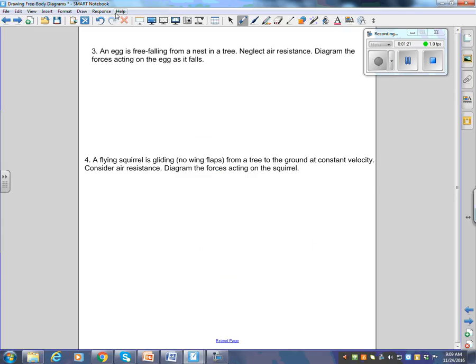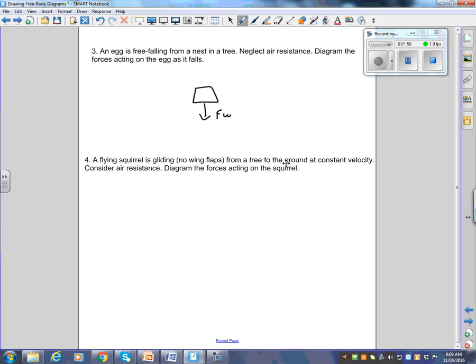An egg is free falling from a nest in a tree. Neglect air resistance. Diagram the forces acting on the egg as it falls. Is it happening on Earth? Yes. We got a weight force. Colin is right. That's it. Why is that it? There's no air. There's no air resistance. There's no normal force. There's no wind. There is literally nothing else applying a force.